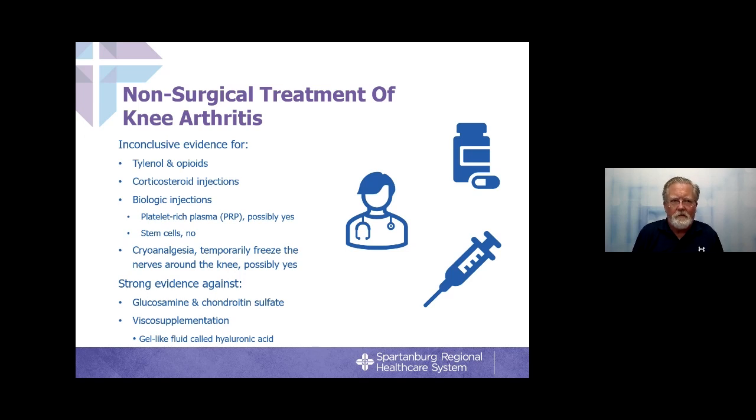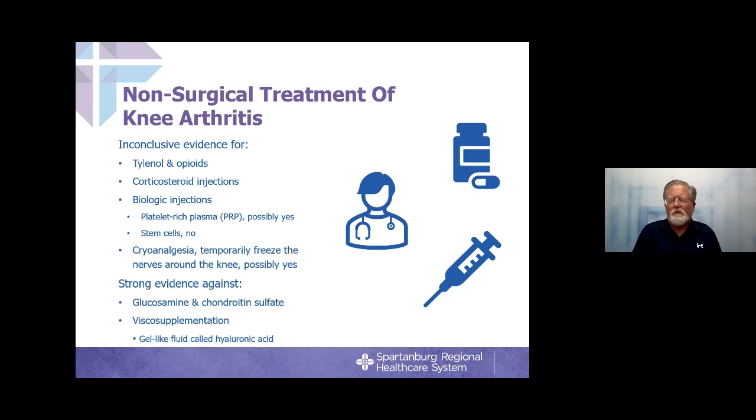There are several uses of stem cells outside the orthopedic world. There's a lot of research being done, and I'm hoping that maybe 5 years from now, I can come back to you and say, hey, here's what is going to work.